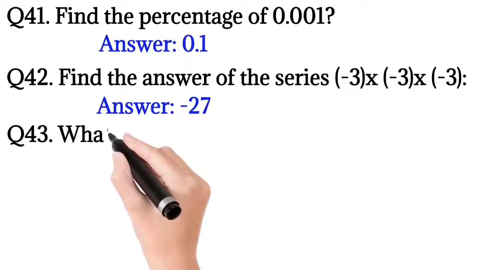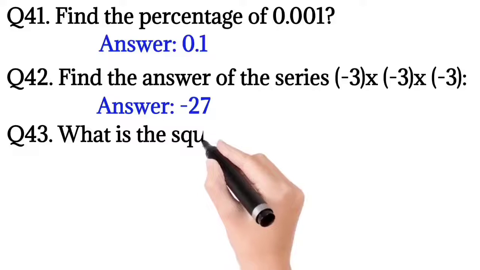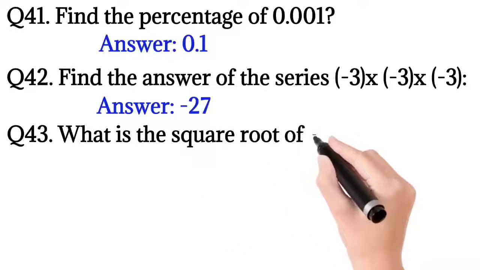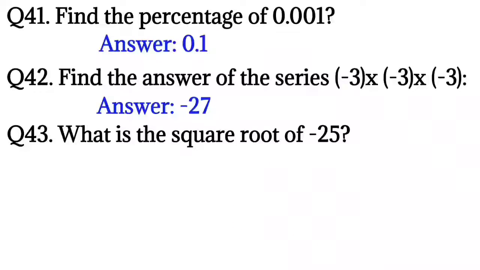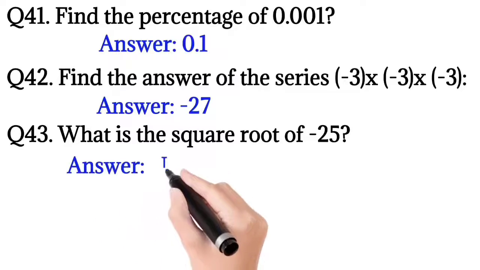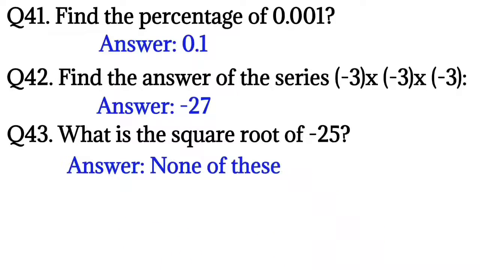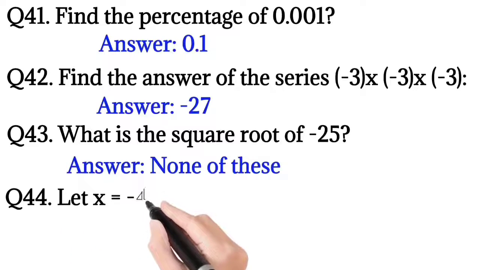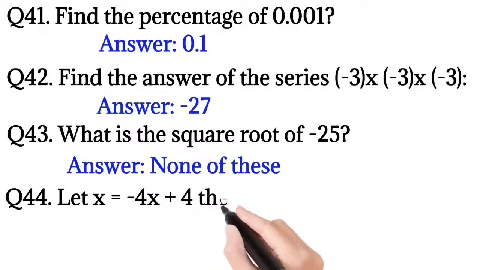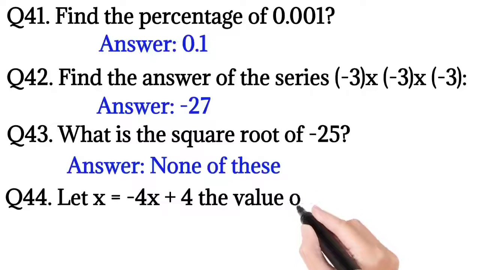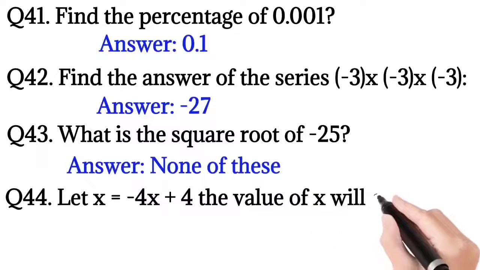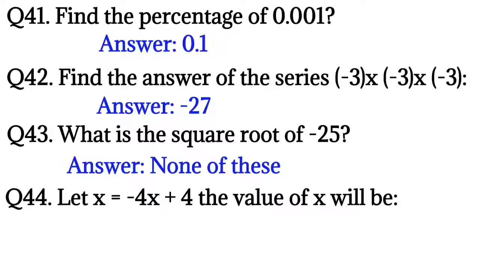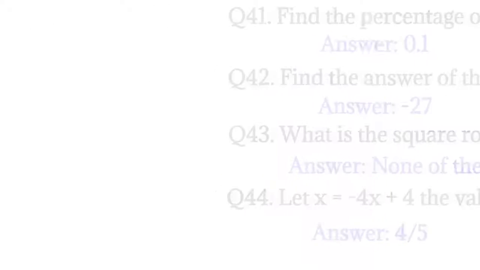Question number 43. What is the square root of minus 25? So the answer is none of these. Question number 44. Let x is equal to minus 4x plus 4. The value of x will be? So the value of x will be 4 divided by 5.